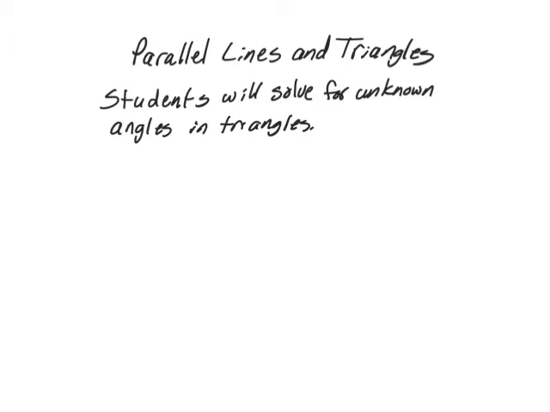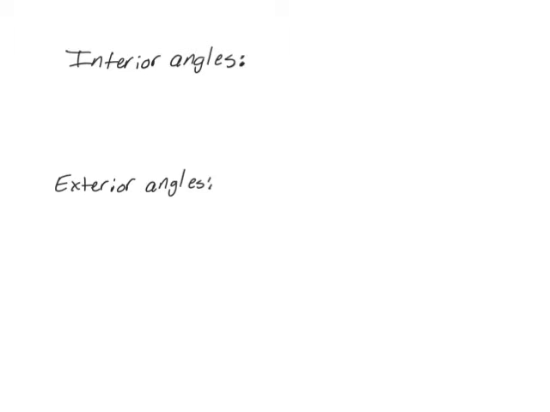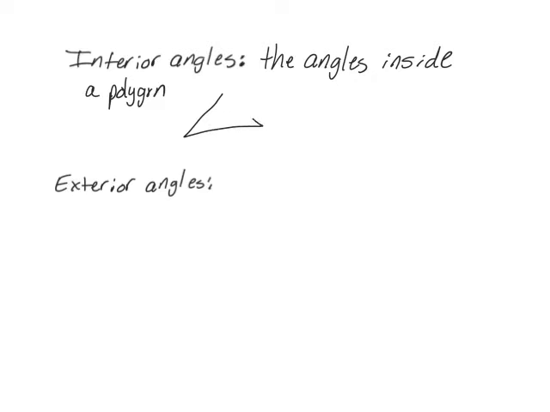All right, in this lesson, students will solve for unknown angles in triangles using some triangle theorems. So we're going to first define interior and exterior angles. Interior angles are the angles inside a polygon. If it's a triangle, then it's the three angles. A triangle has three interior angles, but any polygon will have interior angles. A regular polygon has all the interior angles the same measure.